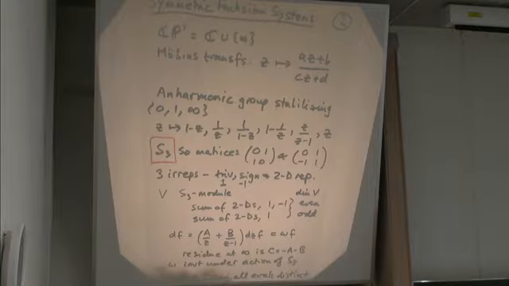And then you have this group, which you can sort of look up on Wikipedia, the anharmonic group, which stabilizes 0, 1, and infinity. And you know that any Möbius transformation, you can take any 3 distinct points to any 3 other ones. So this is kind of a sort of canonical thing.